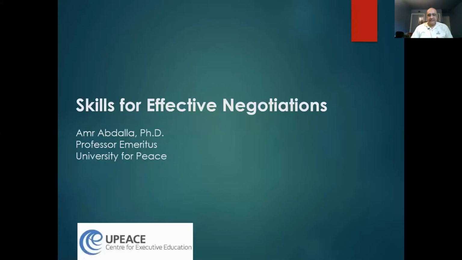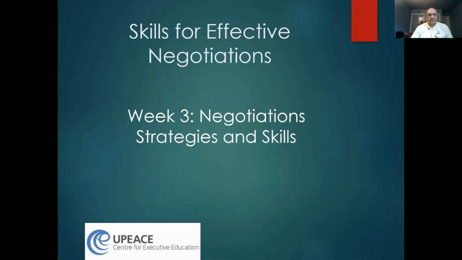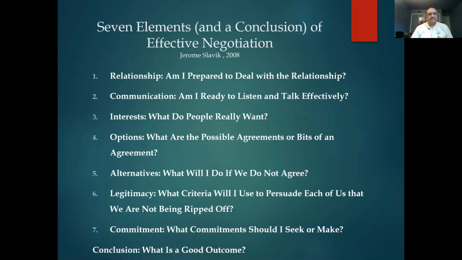So for this session of week 3, we will be talking about negotiation strategies and skills. In one of the readings I have for you, called 7 Elements, and it actually has number 8, which is a conclusion of effective negotiations, I thought it was a good summary of everything we've been talking about, and it also organizes the ideas in a way that starts to prepare us for how we can actually engage.